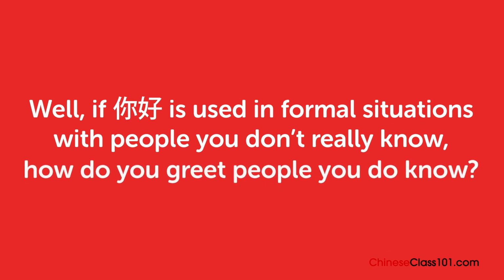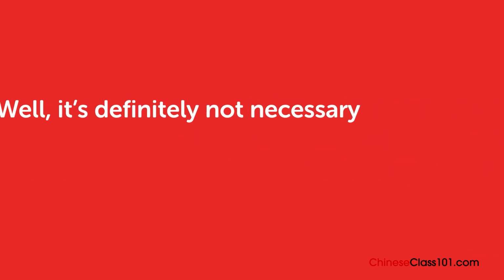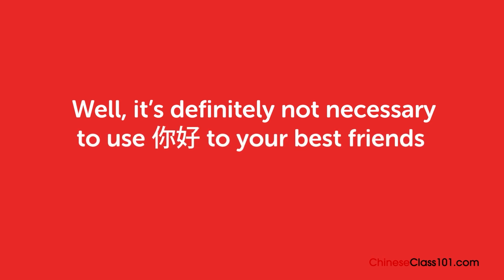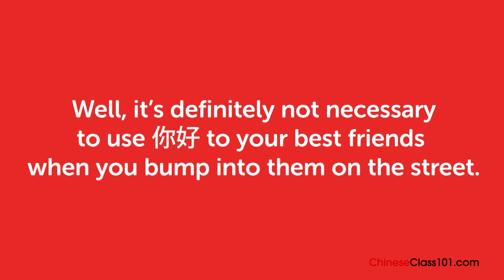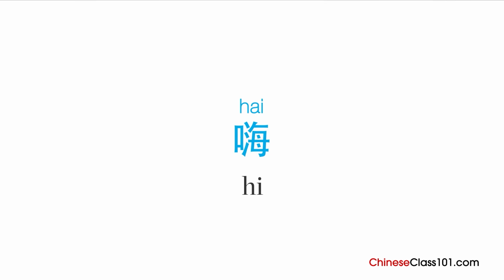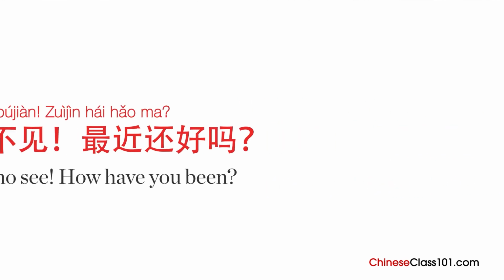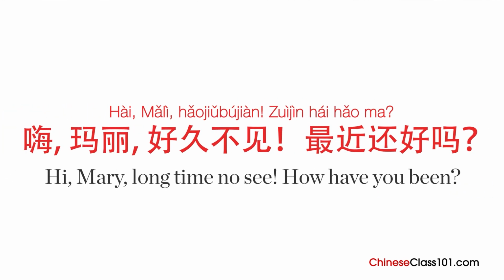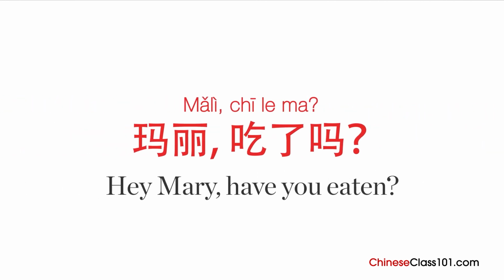Well, if 你好 is used in formal situations with people you don't really know, how do you greet people you do know? Well, it's definitely not necessary to use 你好 to your best friends when you bump into them on the street. You can simply say hi to them in English, or the Chinese version, hi. This is essentially a translation from English. Hi is a very popular greeting among young people, so feel free to use it as you do in English. If you haven't seen your friend for a while, you may say, Hi 玛丽，好久不见，最近好吗? Or you can simply say their name and then continue with some small talk.